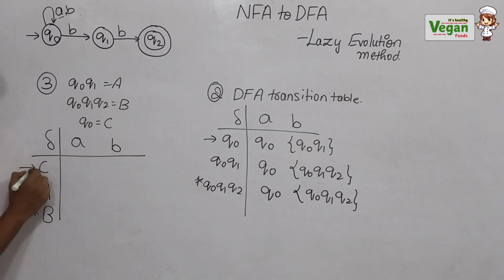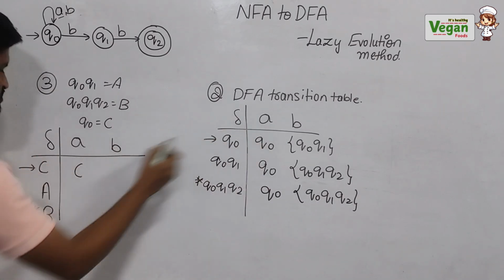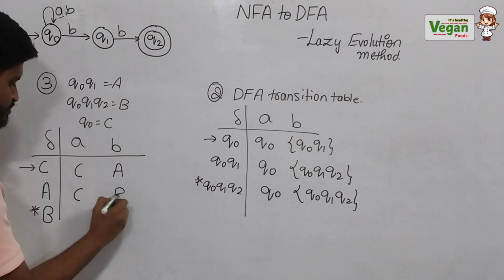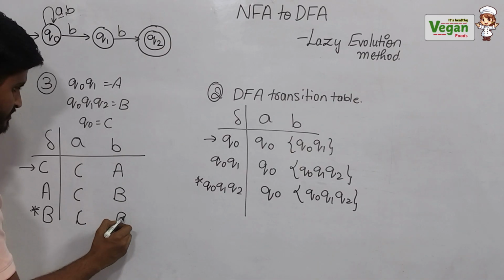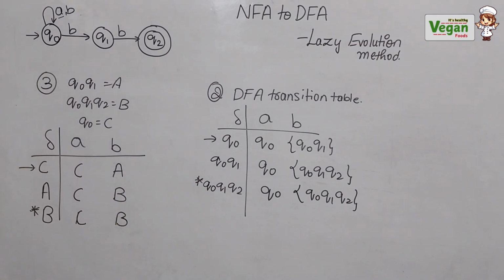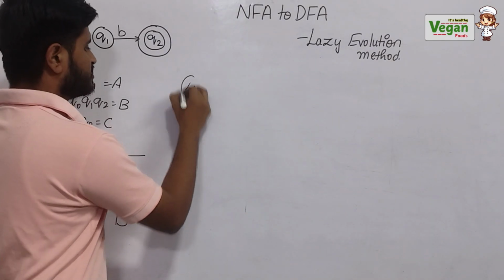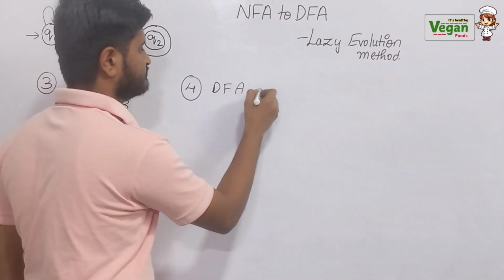So this is the star, the first initial state. Q0 means C, Q0, Q1 will be A. So this is C, B, C, B. So now using this one we will be drawing the DFA diagram. At the fourth step, using this table we will be drawing the DFA diagram.